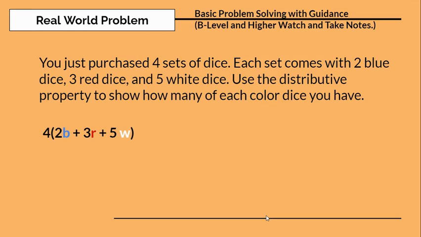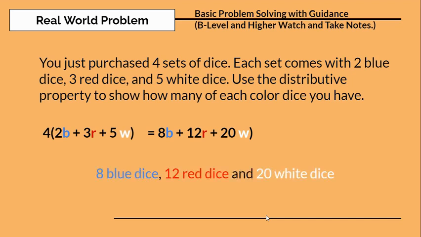So we have 4 sets of dice. Go ahead and write that expression out. 2 of them are blue, 3 of them are red, 5 are white. So how many of each color do we have? So we're going to have 2 times 4 is 8 blue, 3 times 4 is 12 red, and 5 times 4 is 20 white. And that's how many we have when we use distributive property.